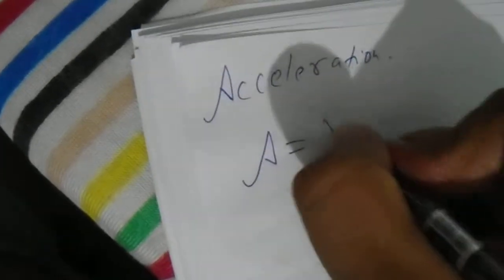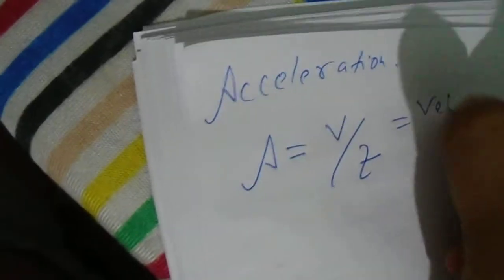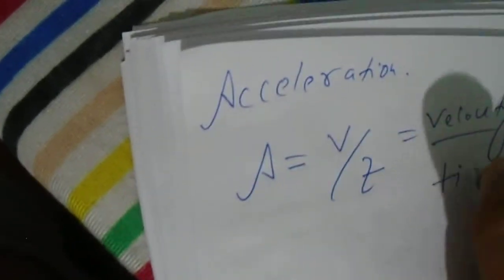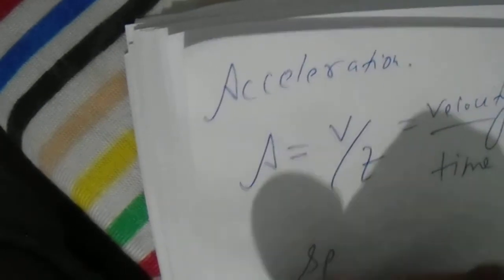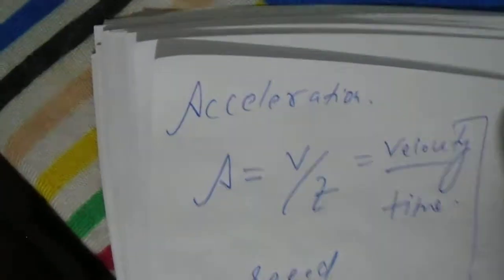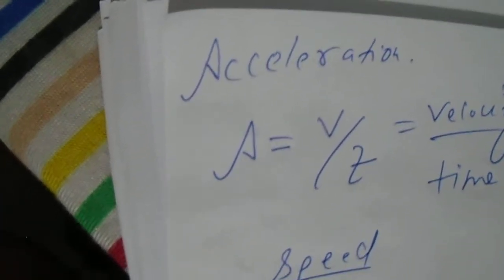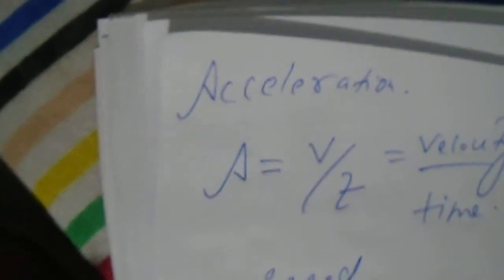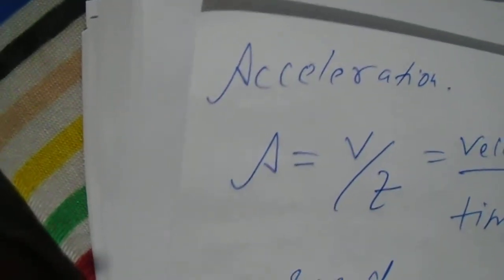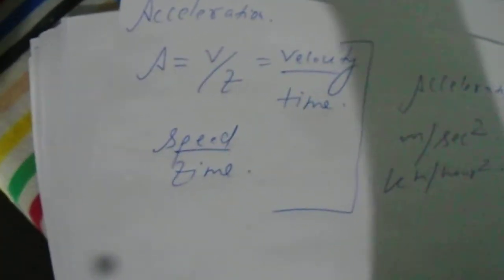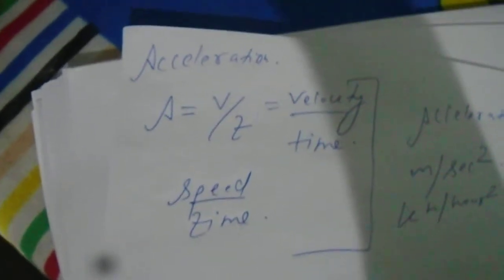Now we have the formula for acceleration. Acceleration A of an object is given by velocity upon time. Velocity upon time is called acceleration. Also, speed upon time is also acceleration. And units are meter per second squared or kilometer per hour squared. These are the formulae for acceleration of an object.